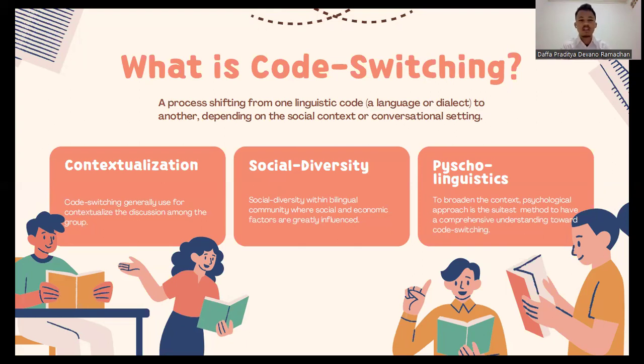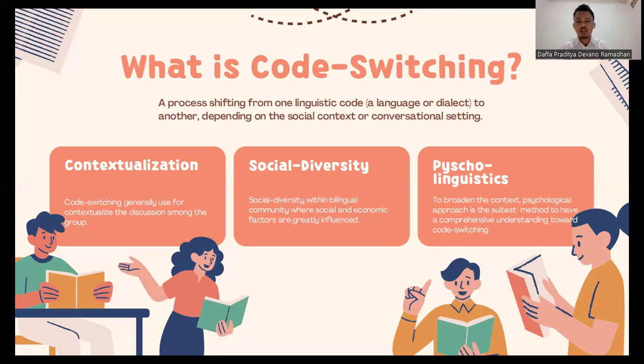Social diversity within a bilingual community, where social and economic factors are greatly influential. For example, in the US, there are so many races living there, and sometimes people do code switching, especially Asian people, like from China, Japan, Indonesia, Malaysia. Sometimes they do this code switching when they talk within their community.